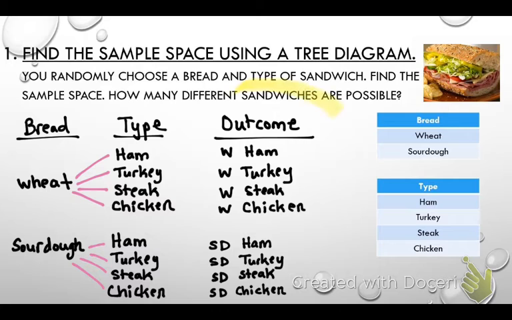So looking at all of my outcomes right here, how many different options were there? 4. There's 4 right here, but there's also 4 different ones right there. So how many total? 8 total. It's asking you how many sandwich options there are. We're going to say 8 sandwich options.